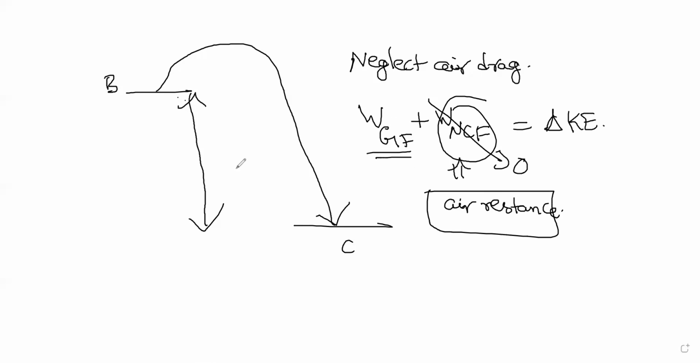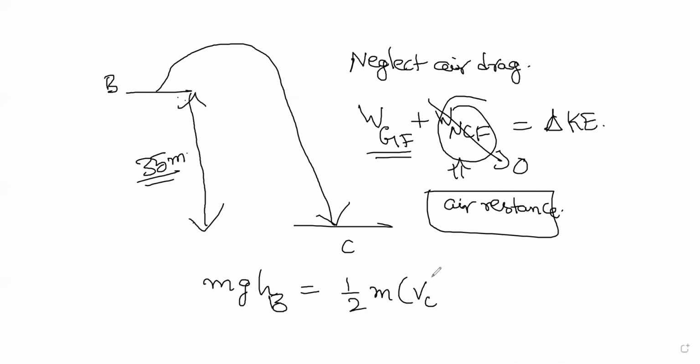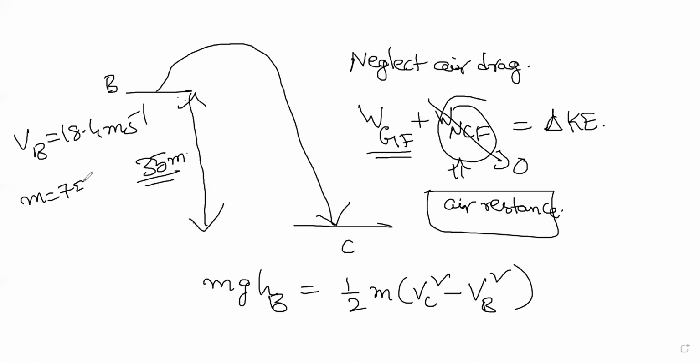Work done by the gravitational force, you have to see the vertical displacement. What is the vertical displacement? That is about 35, so you can plug that in. So you get mgh, that is equal to delta KE, that is half m into Vc square minus Vb square. You know Vb, that is 18.4 meters per second, and the mass of the person is 75 kg. You know everything.